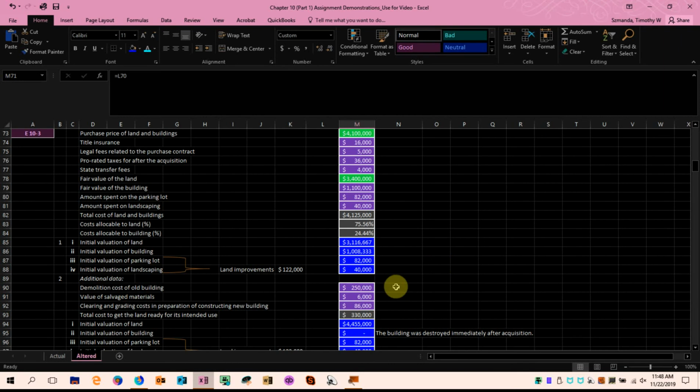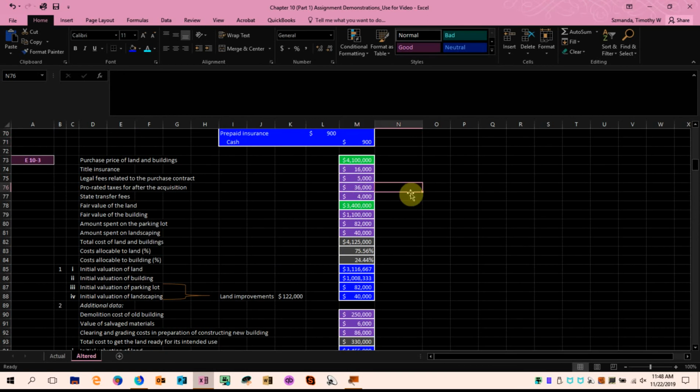Exercise 10-3, Samtec Manufacturing purchased land and a building for $4 million. We changed that to $4.1 million. And they list a variety of costs that were incurred, and those costs include title insurance, legal fees, prorated taxes after the acquisition, and state transfer fees. The value of the land I altered to $3.4 million. And so when you look then at the cost to be rolled up, and then you look at some additional assets, such as the parking lot and landscaping, which will be handled separately, there are a few things to unpack here.